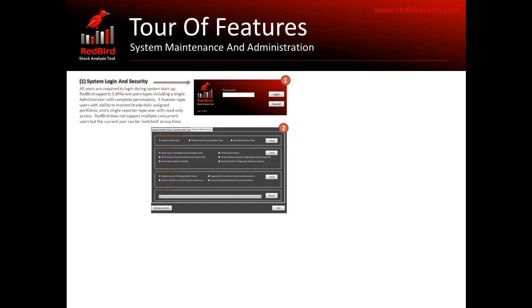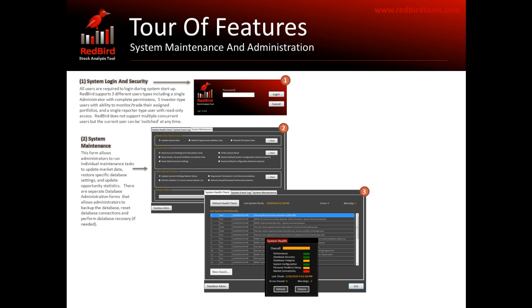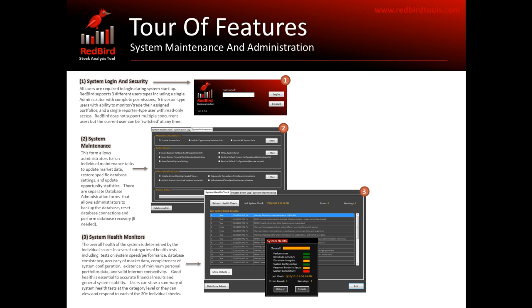On the second screen is where users can perform specific maintenance tasks to ensure that the system is always updated and in optimal health. Users select the task, click the Start button, and watch the progress bar. Number 3 is a screen that shows the results of various system health checks that are performed. The overall health of the system is determined by the individual scores in several test categories, including speed and performance of the system, accuracy of the database, completeness of the system configuration, and so on. Good health is essential to ensure accurate financial results and general system stability.